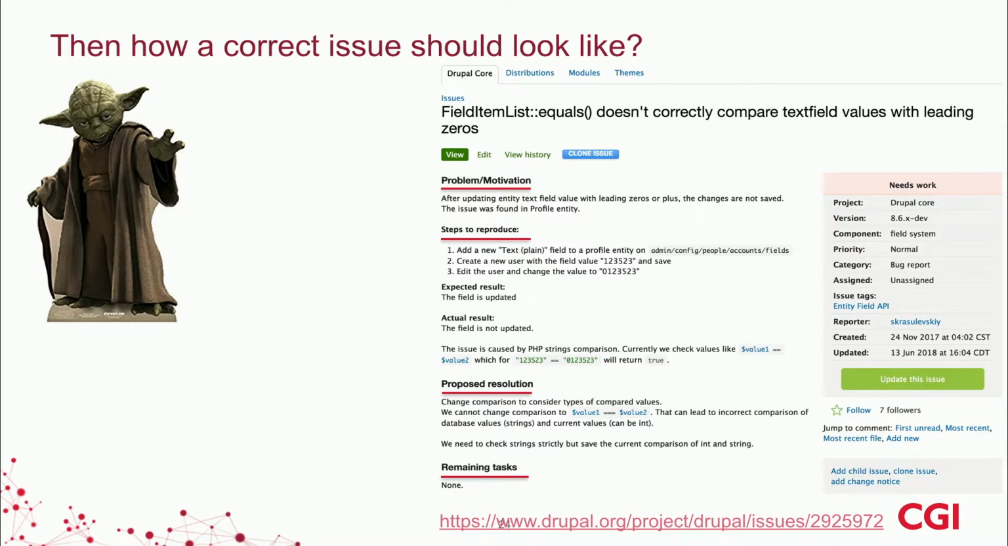How a correct issue should look like: something like this. You have the problem or motivation for the issue. You have the steps to reproduce. Maybe the person that wrote the issue has the solution in mind. Maybe not, but other users can edit the issue and add what they think about how to find the solution for the issue. And you have remaining tasks.